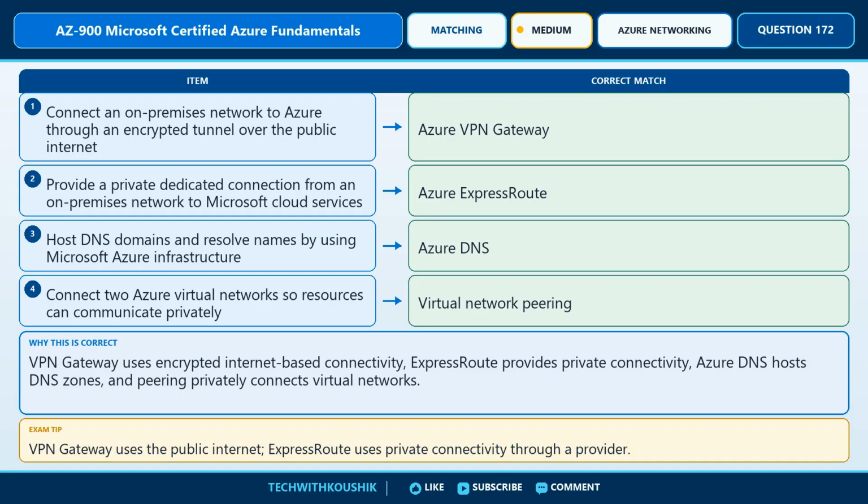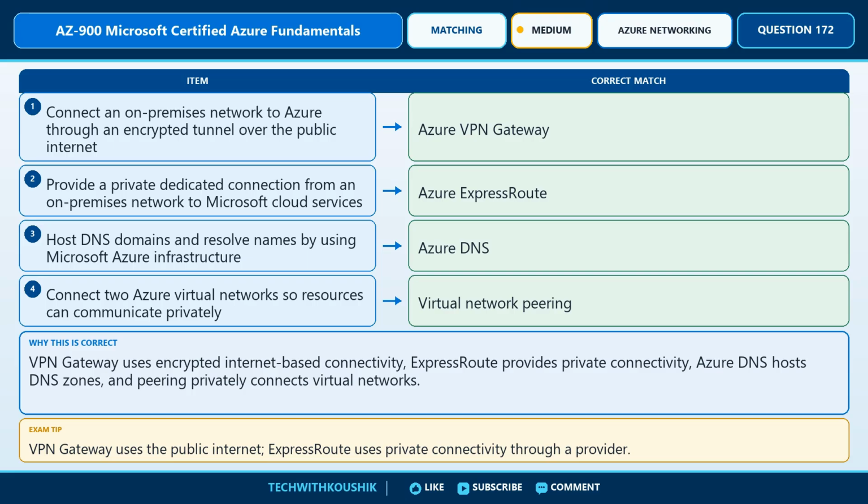Here are the correct matches. Connect an on-premises network to Azure through an encrypted tunnel over the public internet goes with Azure VPN gateway. Provide a private dedicated connection from an on-premises network to Microsoft Cloud Services goes with Azure ExpressRoute. Host DNS domains and resolve names by using Microsoft Azure infrastructure goes with Azure DNS. Connect to Azure virtual networks so resources can communicate privately goes with virtual network peering.